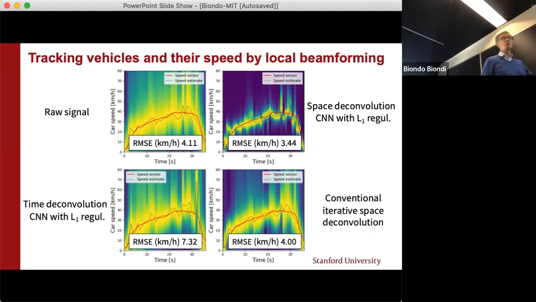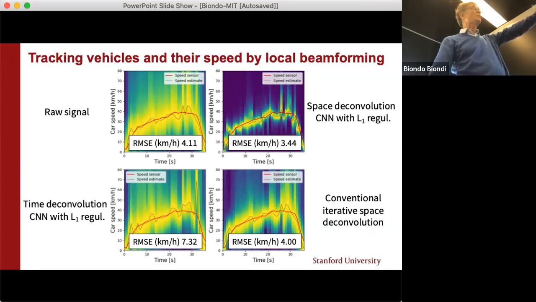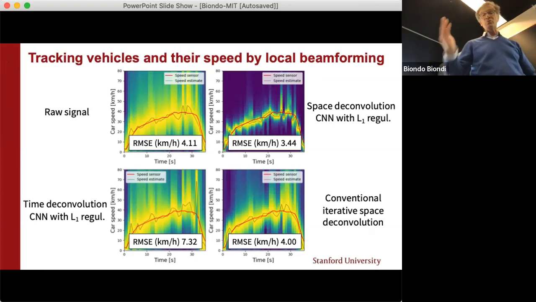Not only higher resolution velocity spectra, where now the velocity is the velocity of the vehicle, so you can give a ticket if it is going too fast, but also has quite lower error because we do have a ground truth.